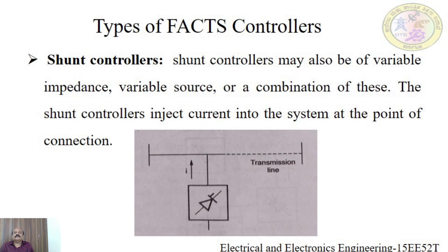The second one is the shunt controller. This is also a variable impedance, which may be capacitive or inductive in nature, and it is connected to the system voltage, which will produce a current. This is the same as injecting current into the line in order to increase the power transfer capability.